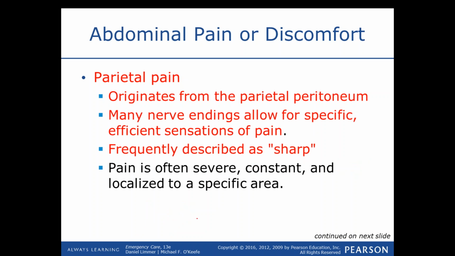The parietal pain, this is from the parietal peritoneum. This has quite a few nerve endings that allow for specific and efficient sensations of pain. A lot of patients will describe this as sharp. Most of the time, it's a pretty consistent pain localized to one specific area, and patients usually describe this with one finger. They'll point directly to one location that says their abdominal pain is in this area.